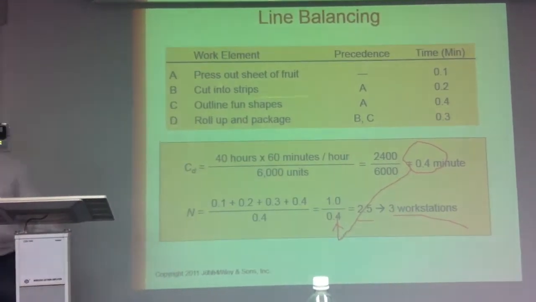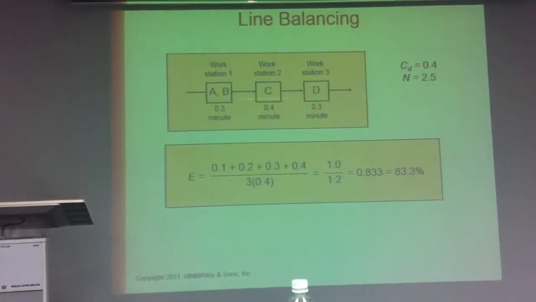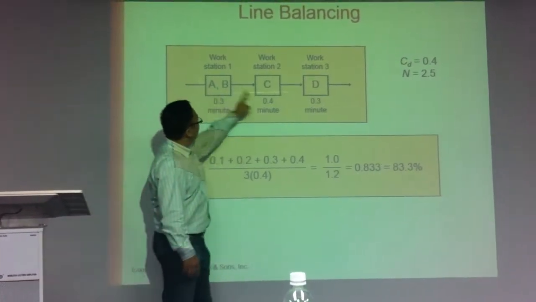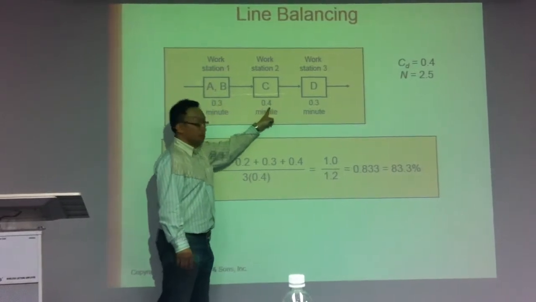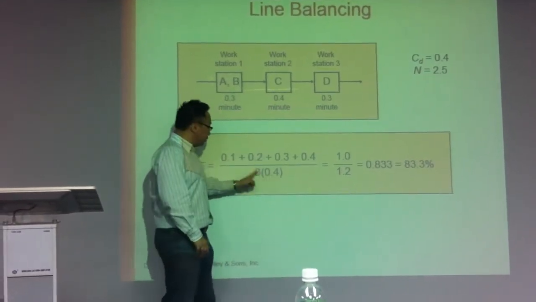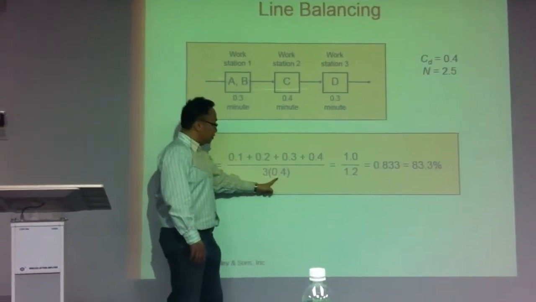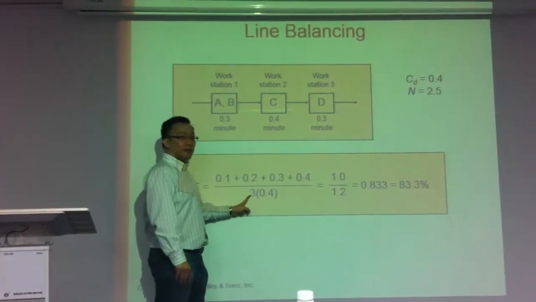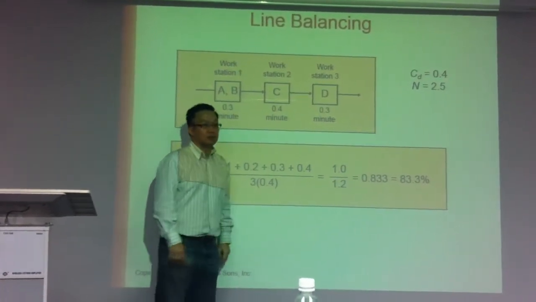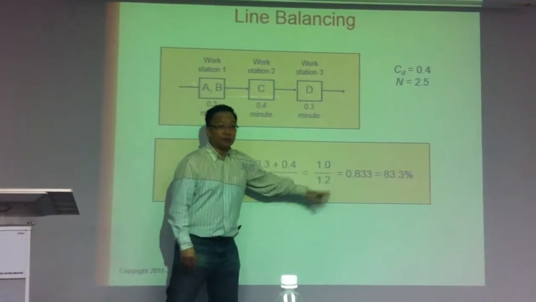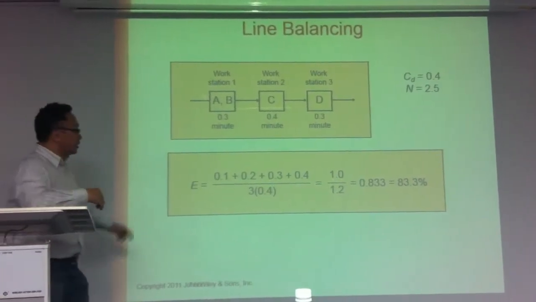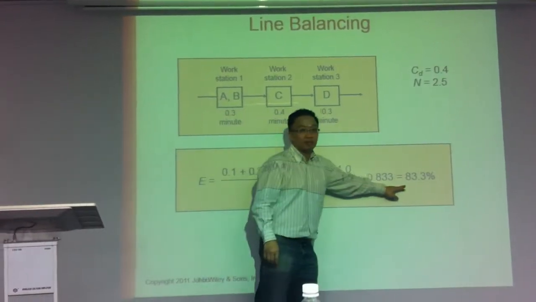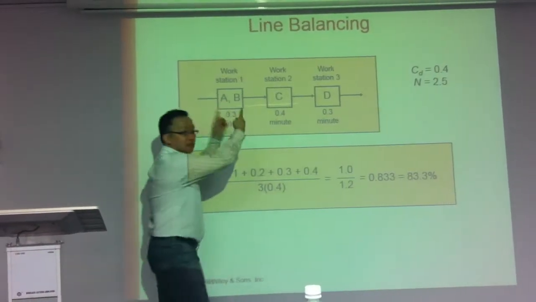Efficiency, we use actual. The total of 1, 2, 3 divided by the actual cycle time, the maximum. Not the theory cycle time, not theory and actual. 83%, quite good. Now, if your answer is small, like 50%, you go and redo it.